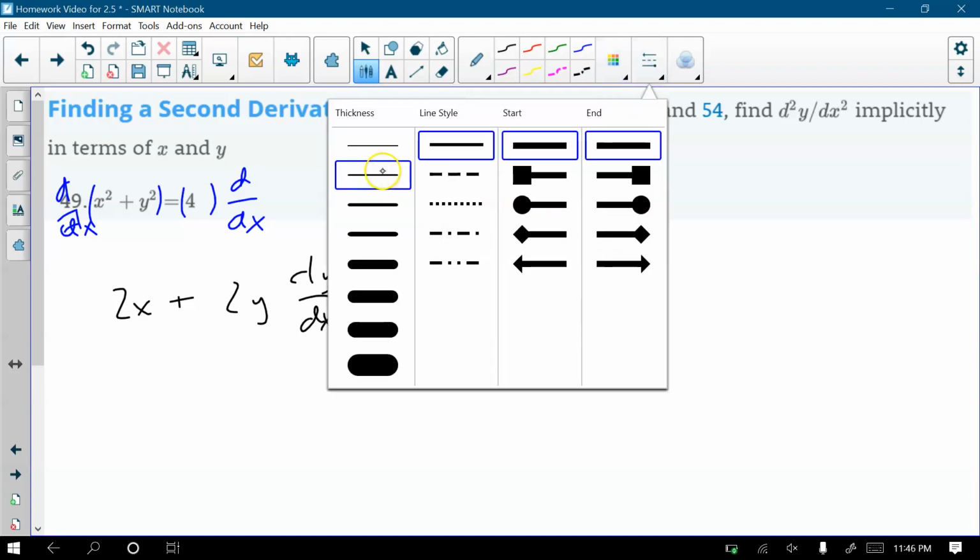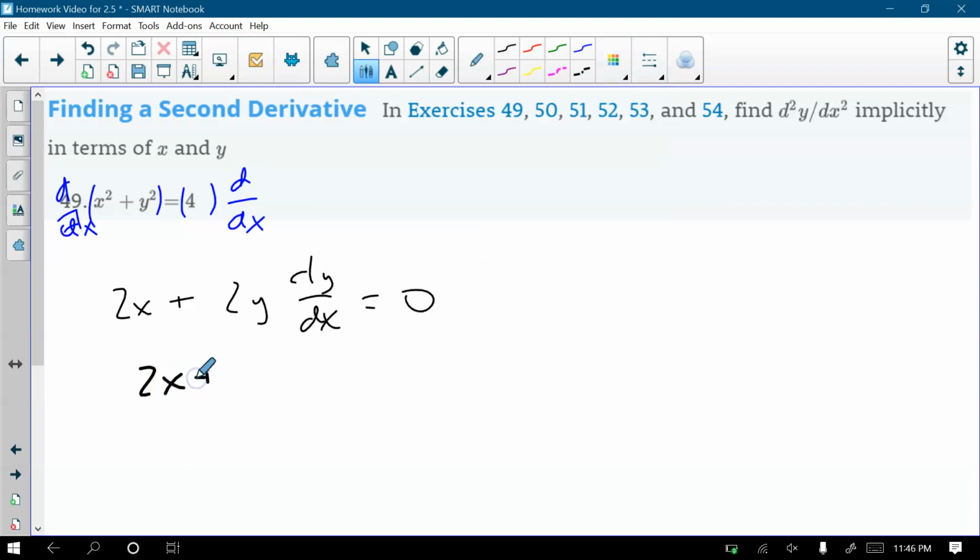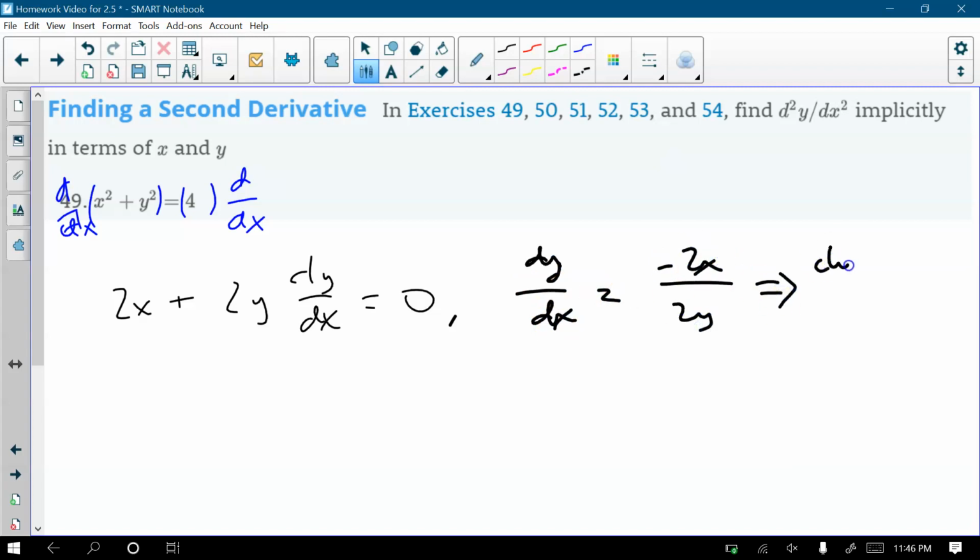So let's just 2x plus, oh, nope, that's not right. Let's try that again. Now dy dx is equal to, moving the negative 2x over, divided by the 2y. That implies that dy dx equals negative x over y. Now that's not the final answer, it's just the first derivative.